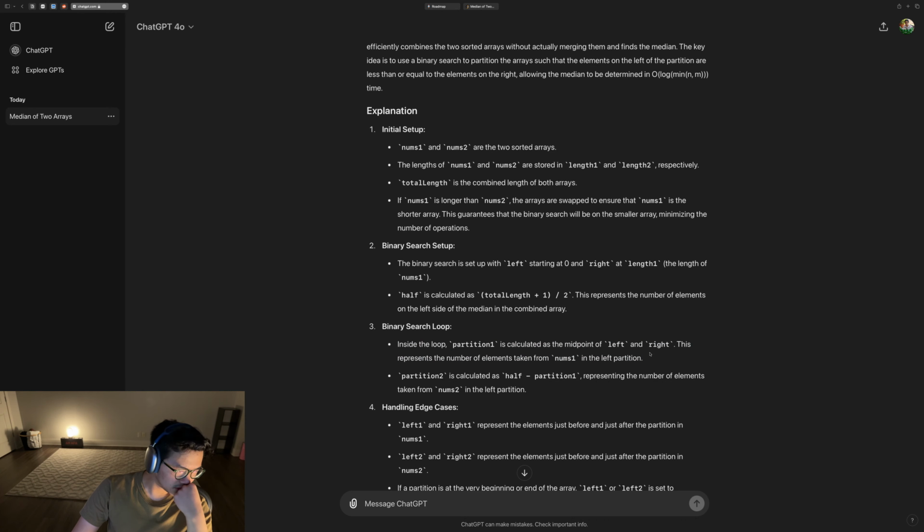Inside the loop. The loop? What the heck? Inside the loop. I guess it's technically a loop.